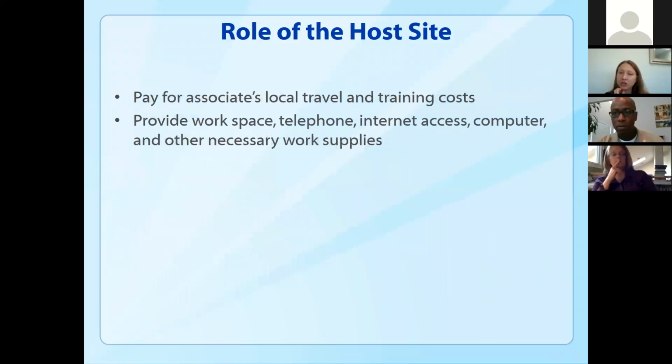All right. And in terms of what the host site is responsible for, you are responsible for the associate's local travel and training costs and workspace, telephone, internet access, computer. This sounds like a small detail. Make sure that on your application you indicate that the associate has a place to sit, like a computer workspace. I know it sounds silly, but there are some places that don't put that, and so we have no idea where they're sitting, if they have a spot, and so that is another place that they use to ding applications.